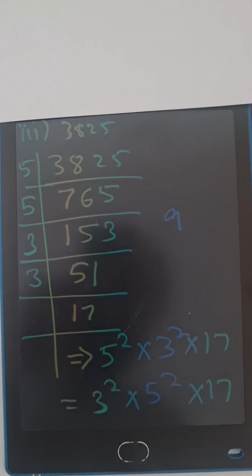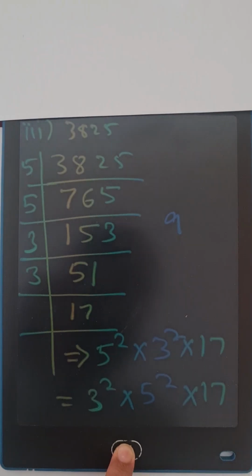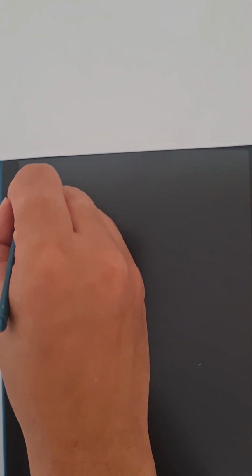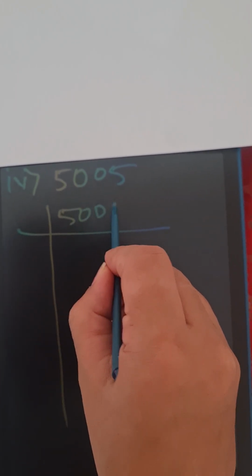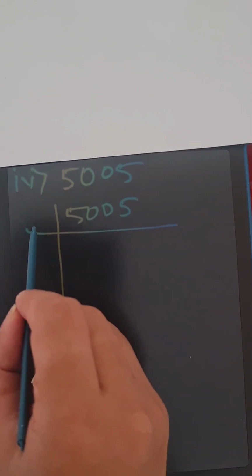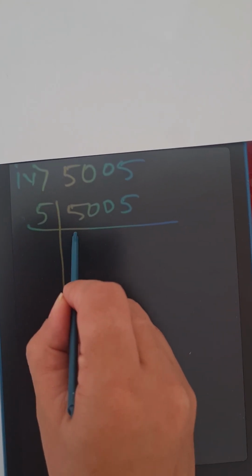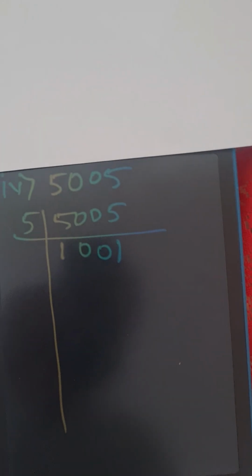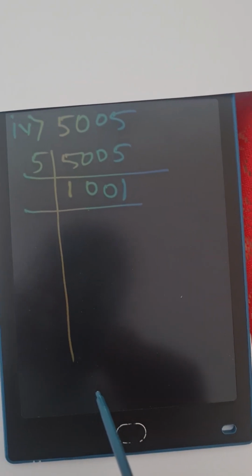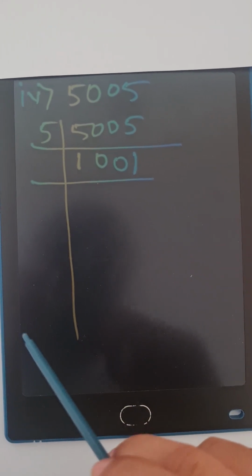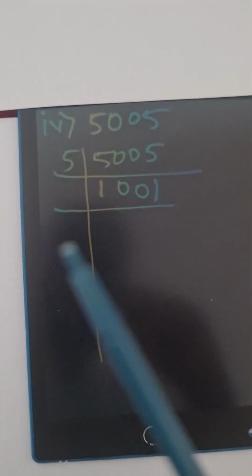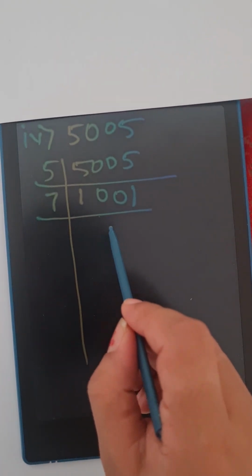Now the next number is 5005. At first glance itself we get to know that this number is divisible by 5 because the unit digit is 5. So 5 ones are 5, so 1001. Then again 1001, which number can we use to divide this number? Not 2, not 5, not 3. So we can try the number 7.